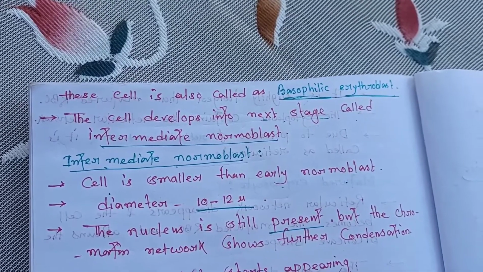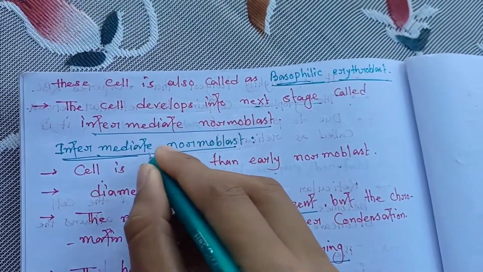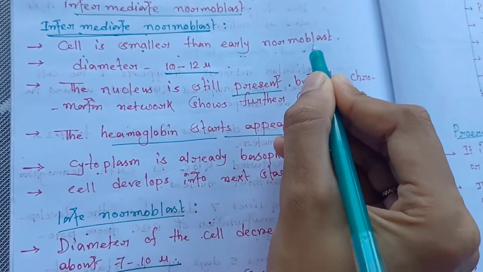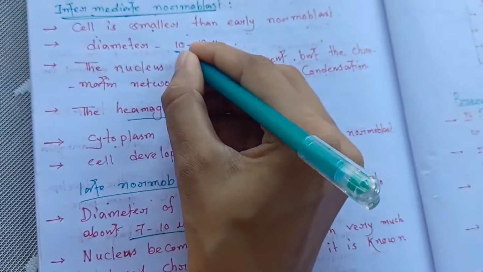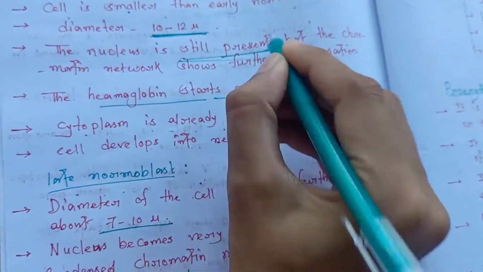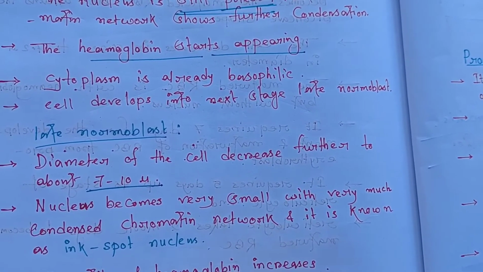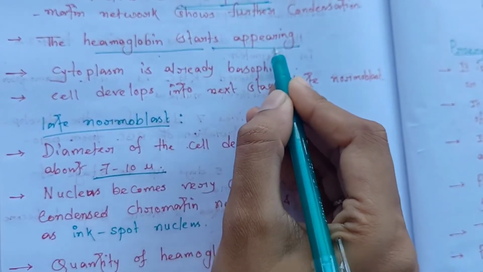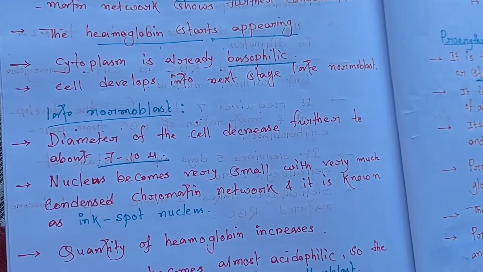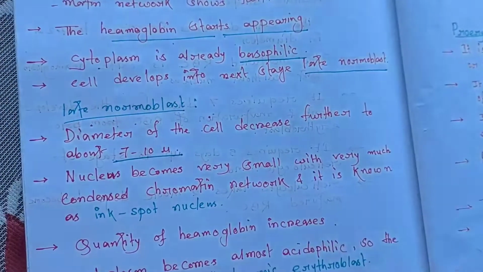Early normoblast develops into the next stage called the intermediate normoblast. The cell is smaller than the early normoblast, diameter 10 to 12 micron. Nucleus is still present, but the chromatin network shows further condensation. Hemoglobin starts appearing, and the cytoplasm is still basophilic in nature. The cell develops into the next stage, late normoblast.